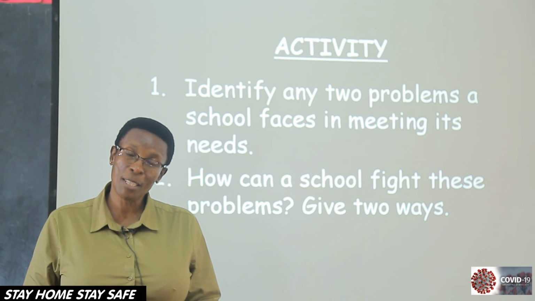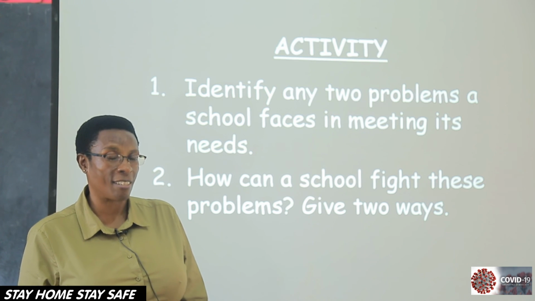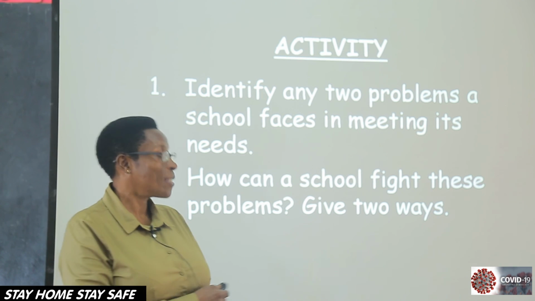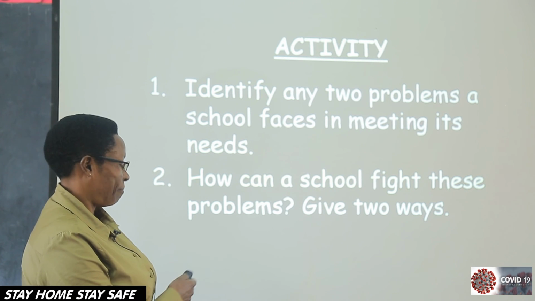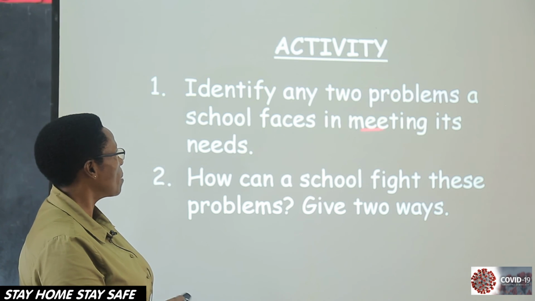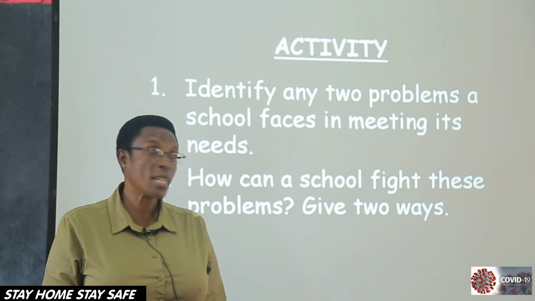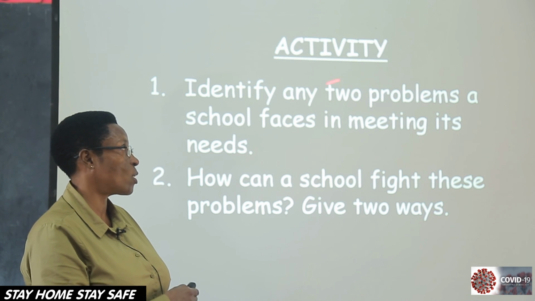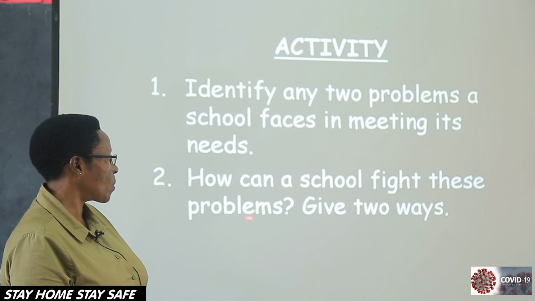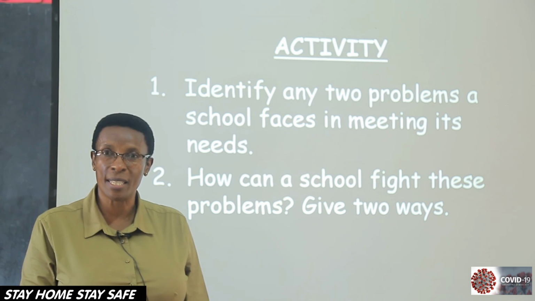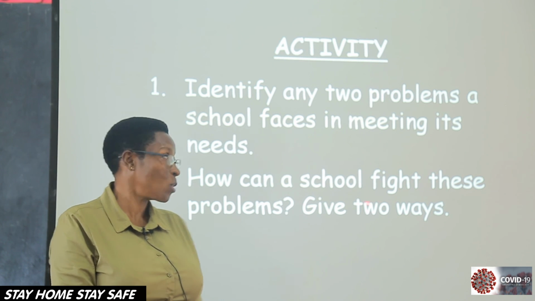Now I have an activity for you, my children, my nice children who were paying attention. And I know you were. So the activity is here. 1. Identify any 2 problems a school faces in meeting its needs. I gave you 10, so I want only 2. Only 2 problems. 2. How can a school fight these problems? Give 2 ways. I've just said them. Only 2 ways. And I gave you more than 2.